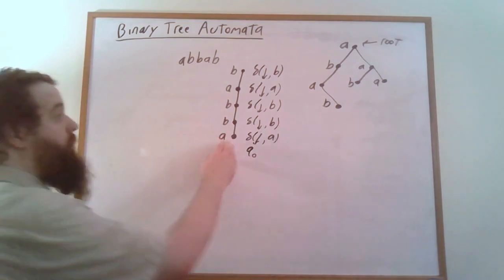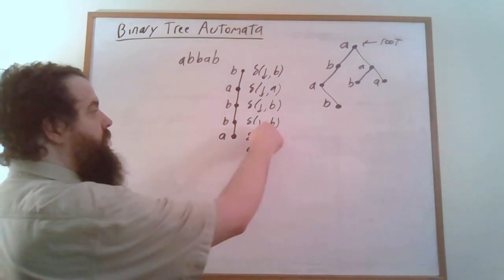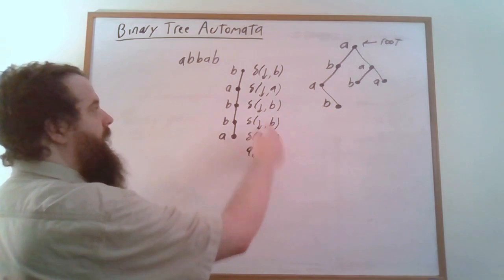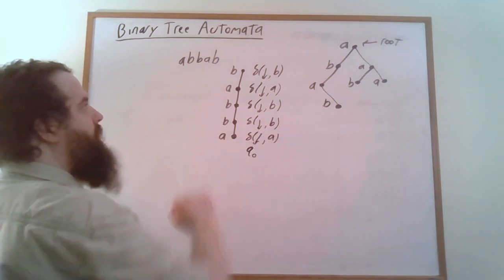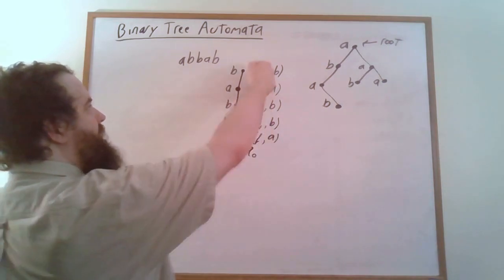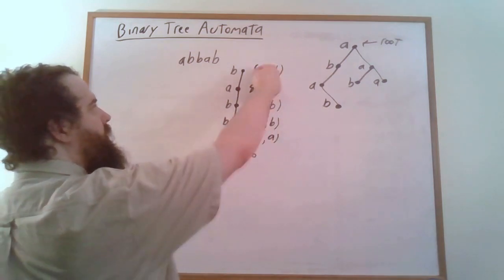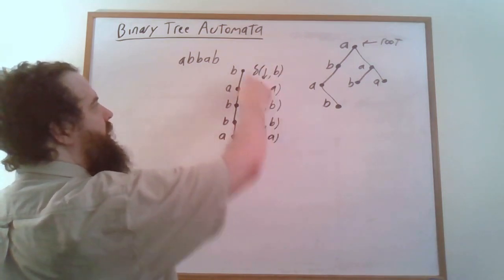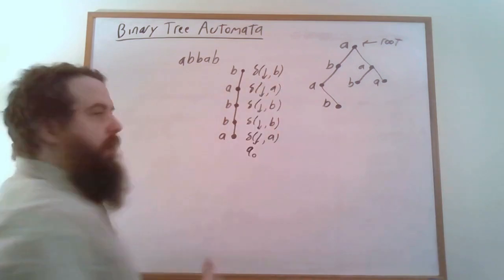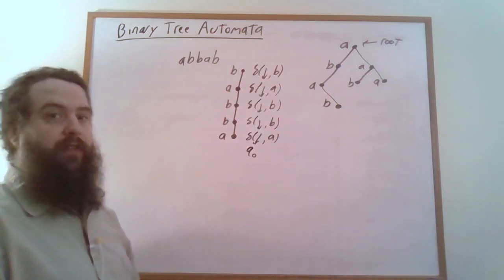At each step, we apply our transition function to the state appearing below and the character that we read at that particular point. And when we make it to the end of the word, when we make it to the root of this tree, hopefully this state will be in our acceptable set of final states.